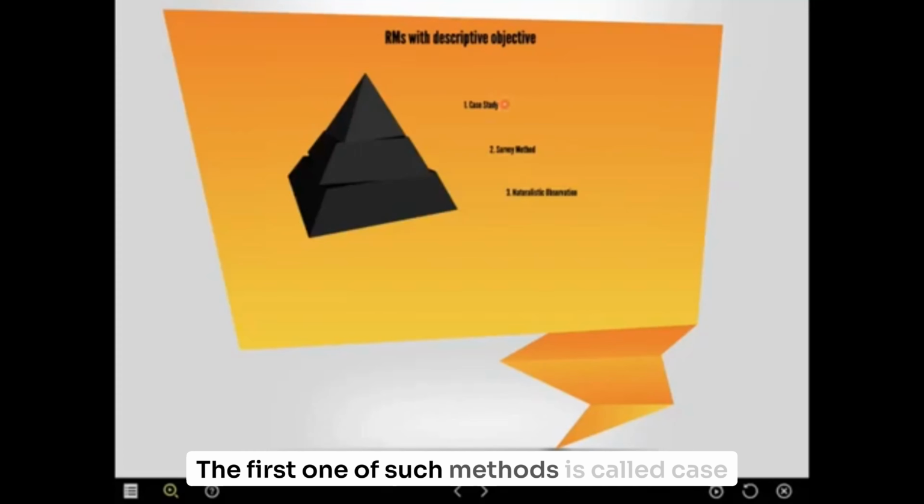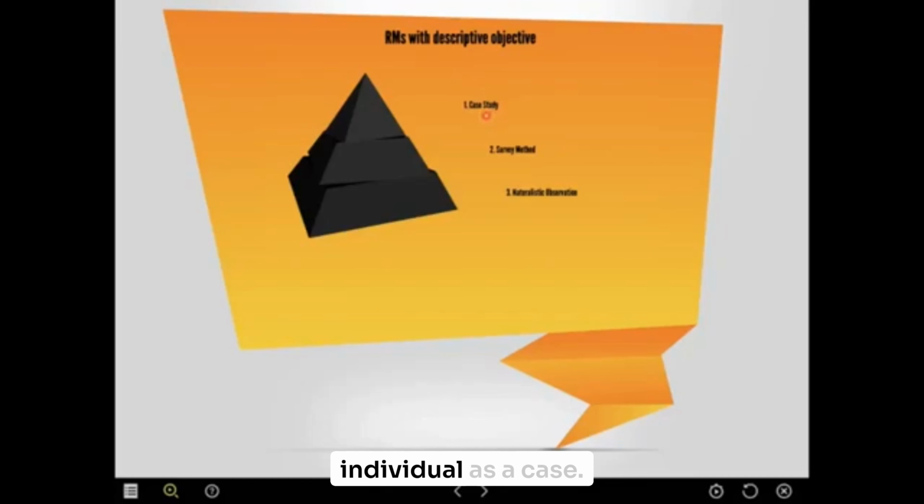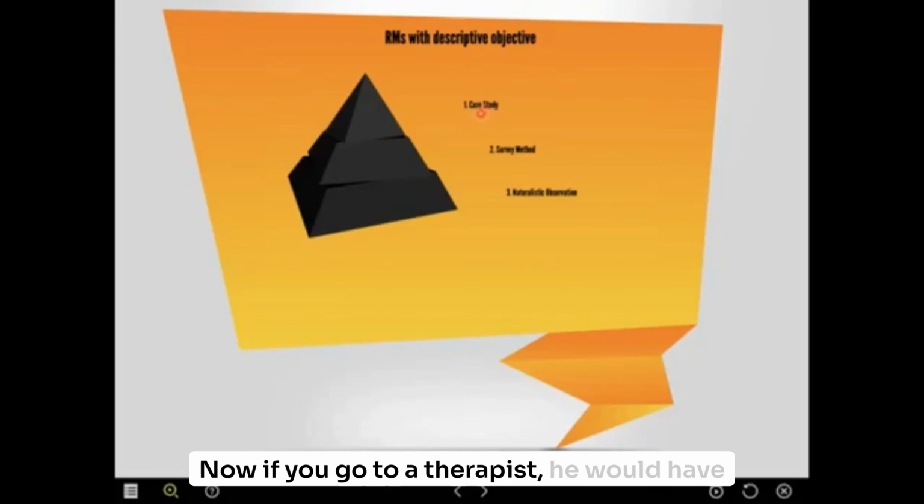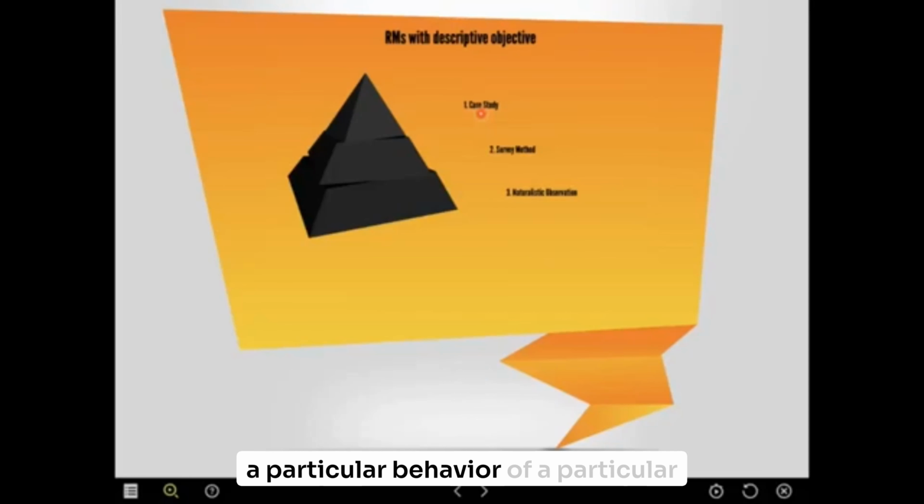The first one of such methods is called case study. Now, case study, if you think about it, is observation of behavior from a single individual as a case. If you go to a therapist, he would have extensive information about a particular case, and he may publish that, describing a particular behavior of a particular condition which this individual is in. Case studies are limited in the sense that the sample size is very small. It's only one individual. And the interviewer, in this case the clinician or the therapist or the experimenter, will collect data extensively about one individual.